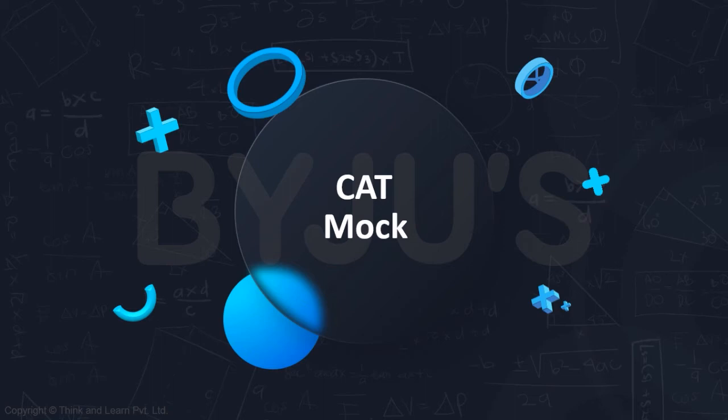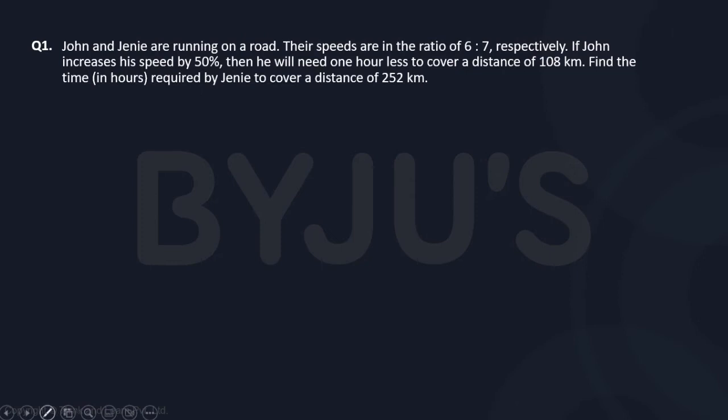So let's start with the first question. So here is the first question. John and Jenny are running on a road. The ratios are 6 and 7. That's the ratio of the speeds. If John increases his speed by 50%, so the 6 becomes 9, then he will need 1 hour less to cover a distance. So if the time taken here is t, here the time taken will be t minus 1. But the distance is the same, which means the product in both the cases should be 108. So we have 6t is equal to (t minus 1) into 9.